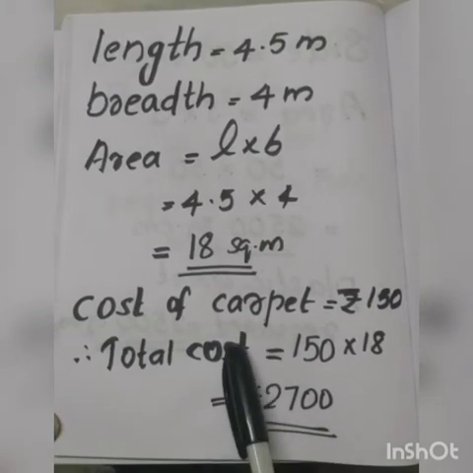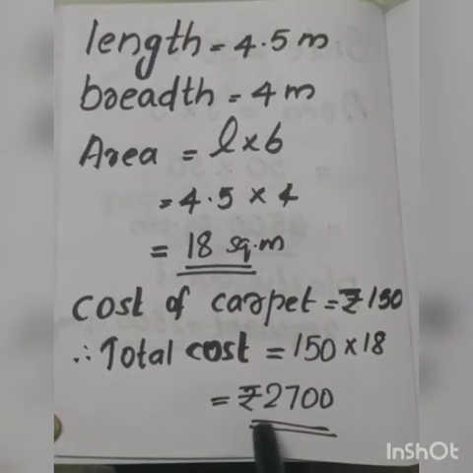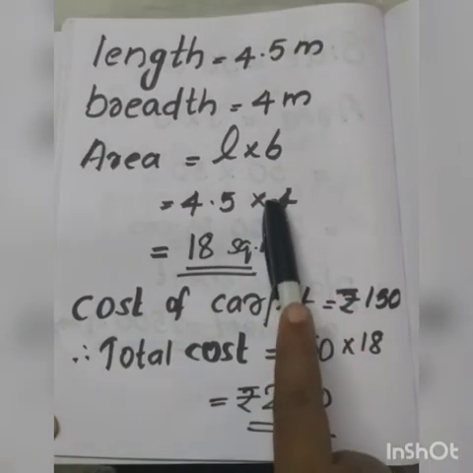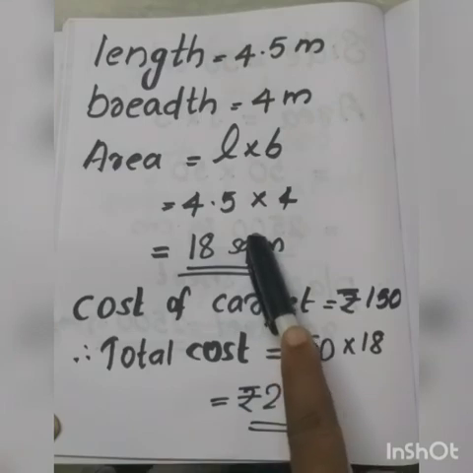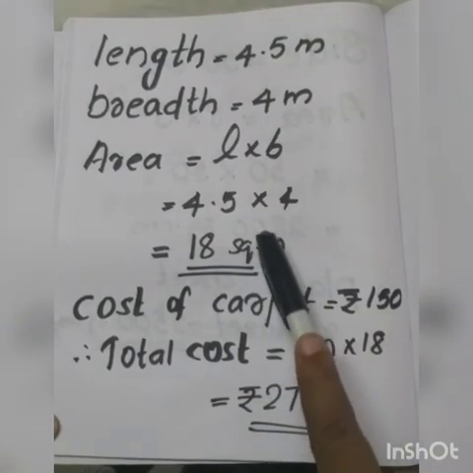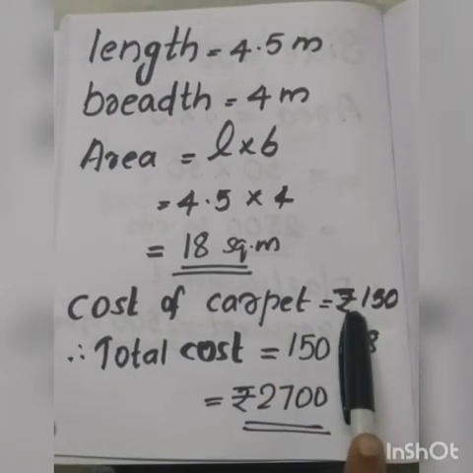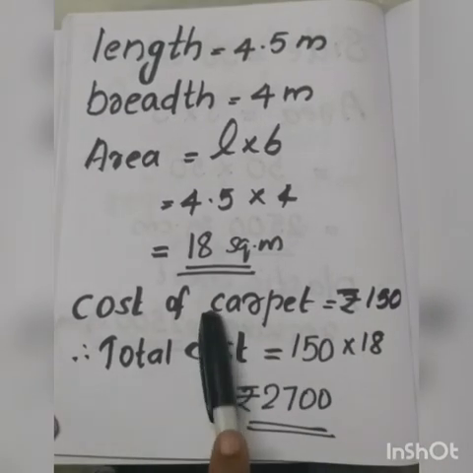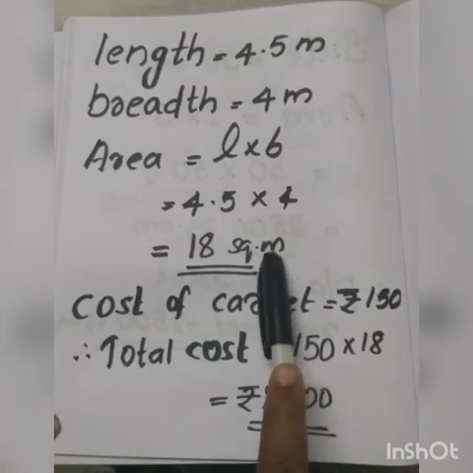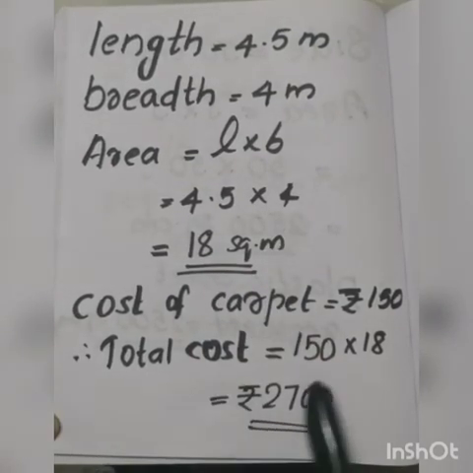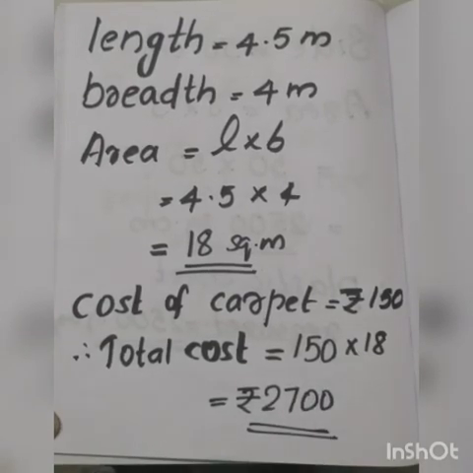So here there were two questions. One, how much carpet is needed for a room, and the cost of the carpet also we have to find. The length and breadth of the room is given, from which we can find the needed carpet. How? By finding the area of the room. Then the cost of 1 square meter carpet is given as 150. So from that we can find out the cost of the required area. How much area do we have here? 18 square meter area. So the total cost is 18 into 150, which gives you 2700 rupees.